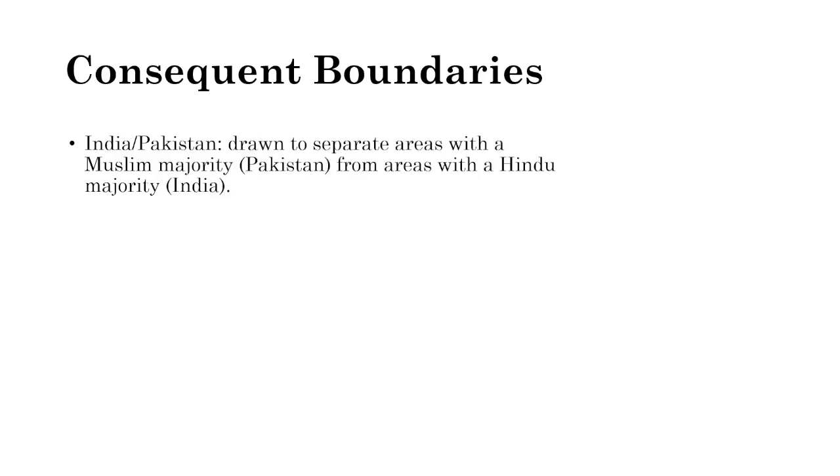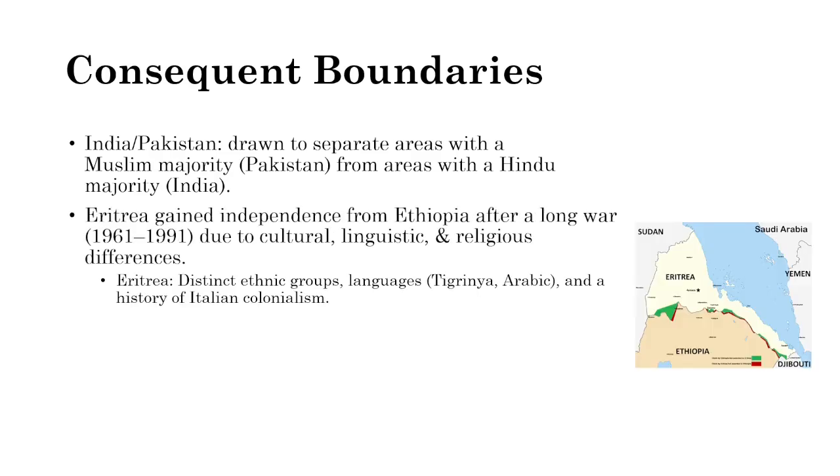We see India and Pakistan drawn into separate areas with a Muslim majority in Pakistan and then a Hindu majority in India. Eritrea has distinct ethnic groups and languages and a history of Italian colonialism. Ethiopia wasn't really colonized, and it's dominated by Amharic-speaking Orthodox Christians.